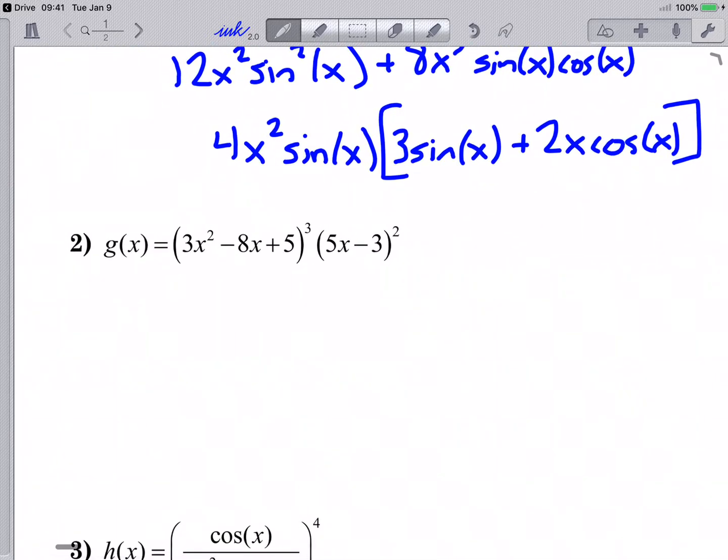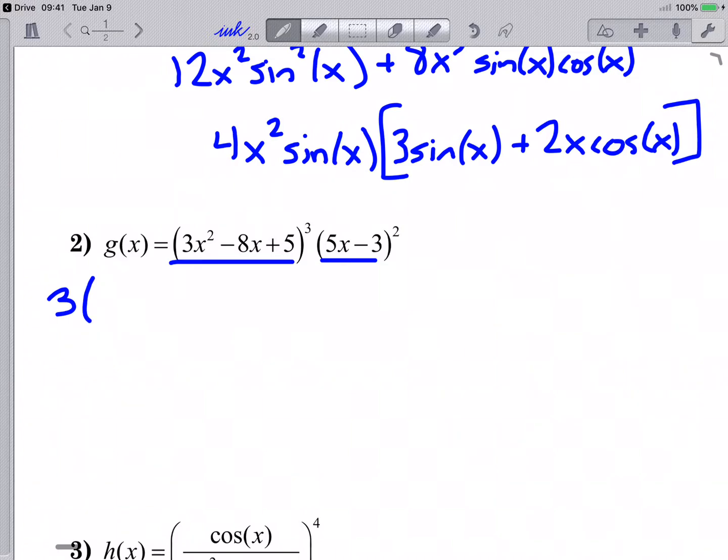The next one, again, I see I've got x being put into this polynomial and x being put into this polynomial, cubed and squared respectively. Two functions being multiplied by each other. I've got product rule. Now, because they are being raised to powers, I've got chain rule within my product rule. So I take my derivative of my first term.